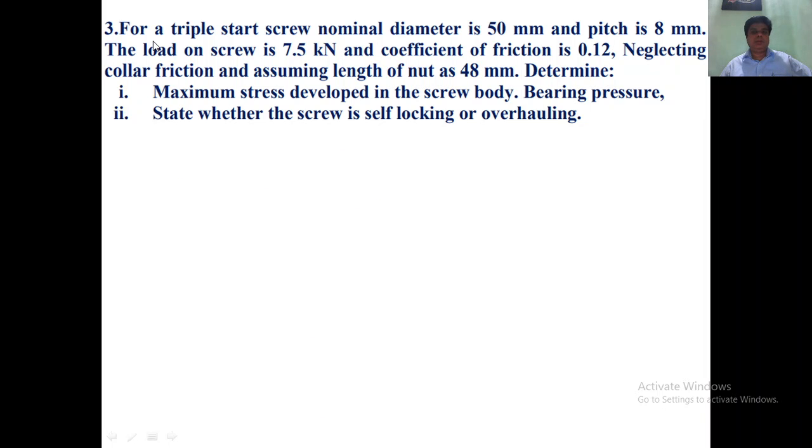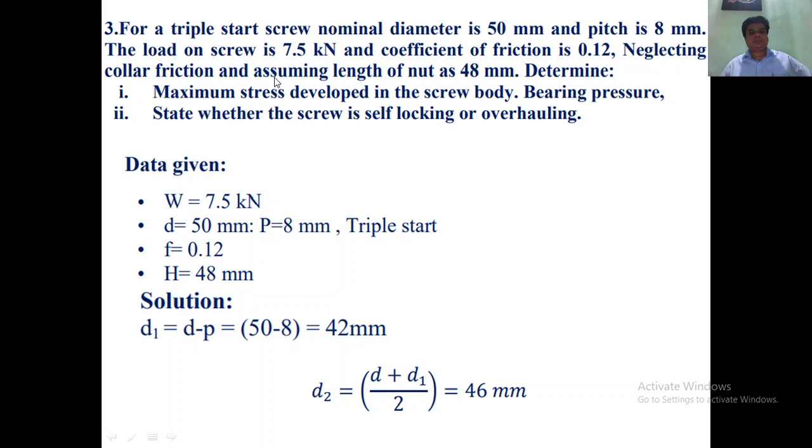So we have one more problem here, and the screw is a triple start screw, with a diameter of 50 mm, pitch of 8 mm, and the load given as 7.5 kilonewton. Coefficient of friction is given, and collar friction we have to ignore. Length of the nut is given as 48. We can determine the maximum stress developed in the screw rod. Bearing pressure you have to calculate, and you have to check whether the screw is self-locking or overhauling.